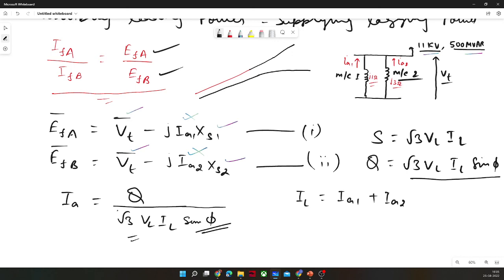Do you have any issue with that now? Sir, my question is: IA is equal to Q over root 3 VL IL sin phi. So that means Q is equal to root 3 IA multiplied by VL IL sin phi? Then reactive power is proportional to IL multiplied by IA. The denominator is root 3 VL sin phi, and you have repeated the current term. Yes, sorry, I mistakenly wrote that. Thanks a lot.